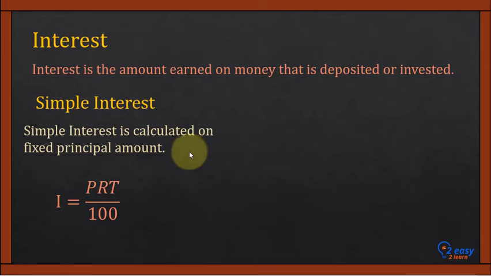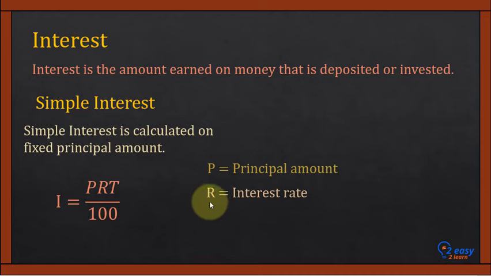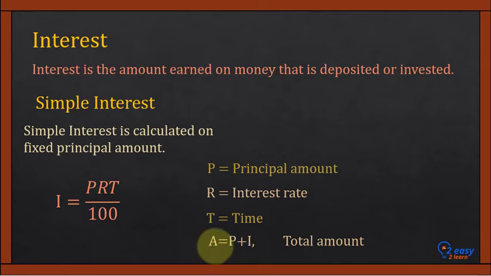The formula of simple interest is I is equal to PRT over 100. P is the principal amount, which is the actual amount which is deposited or borrowed. R is the interest rate. T is time, usually in years. And A is the total amount at the end of that time period. So A is the principal amount, which is the actual amount, plus interest I, which is the profit.